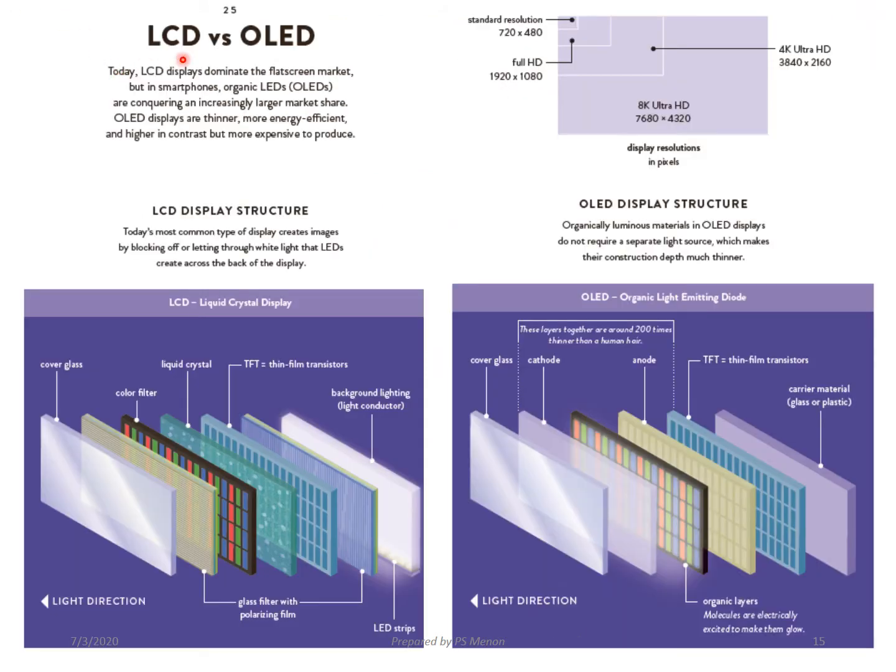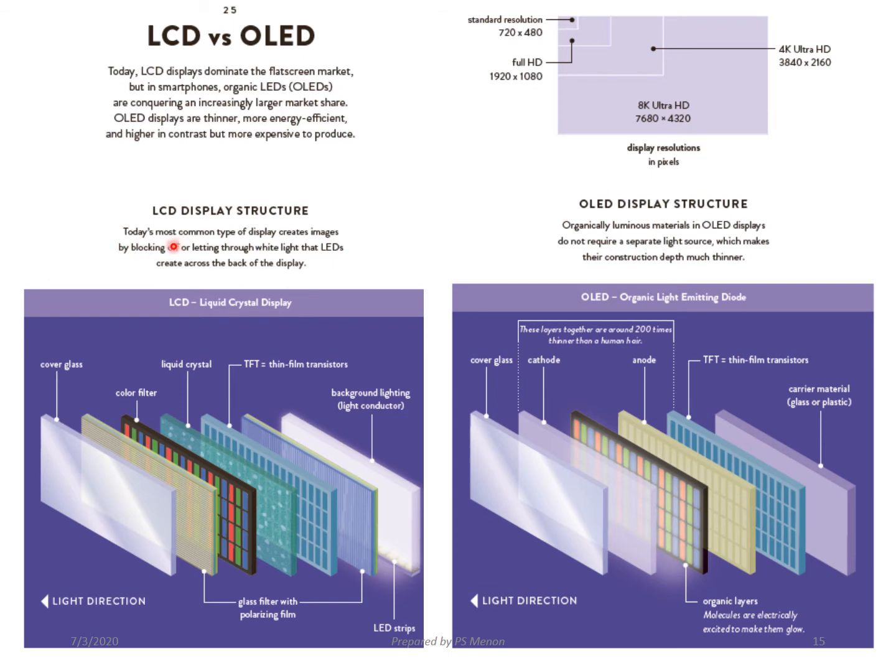Now let's compare an LCD versus OLED. LCD, which stands for liquid crystal display, dominates the flat screen market, but in smartphones, organic LEDs, or OLEDs, are conquering an increasingly larger market share. OLED displays are thinner, more energy efficient, and higher in contrast, but they are more expensive to produce. Now let's compare the LCD display structure with the OLED display structure.